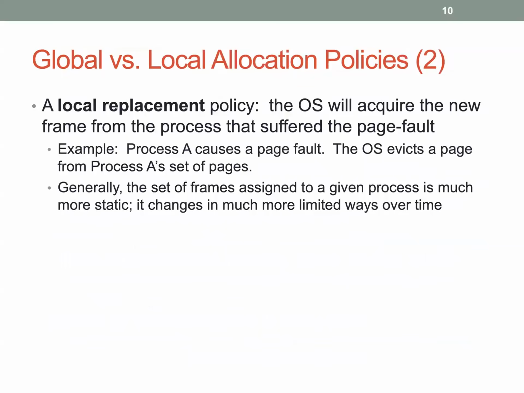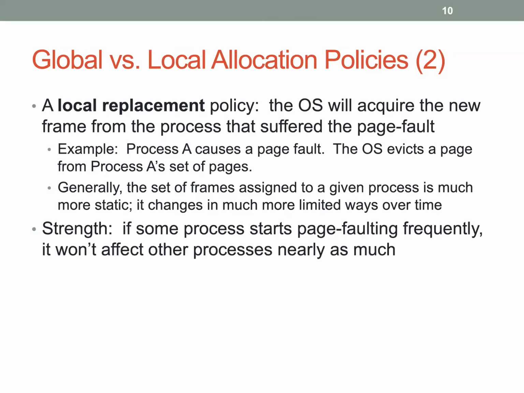A local replacement policy, or a local allocation policy, basically means the OS strictly controls how many frames are available for use for each process. So if process A faults, then the OS is going to pick a page from process A to evict to free the frame for process A to use for this new page. And so you can see that this is going to be a lot stricter about how many frames each process really gets to own and have.